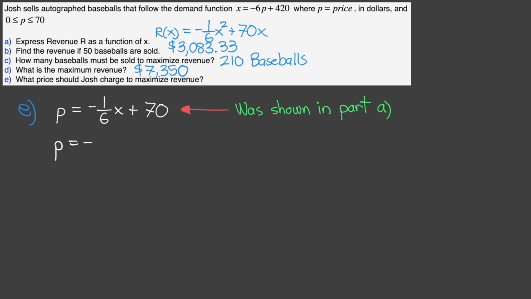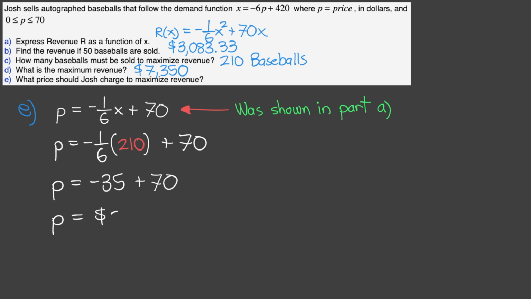Let's plug in. Negative 1/6, and then we'll plug in our 210, plus 70. 210 divided by 6, if you do that on your calculator, you'll get negative 35, plus 70. So the price that Josh should charge is $35. That answers part E. I'll write that here: $35 should be the price that Josh should charge to maximize revenue. We've answered all 5 parts of this question.